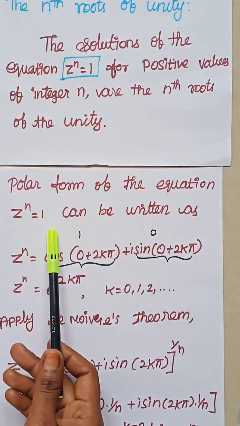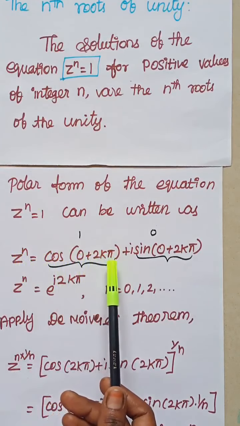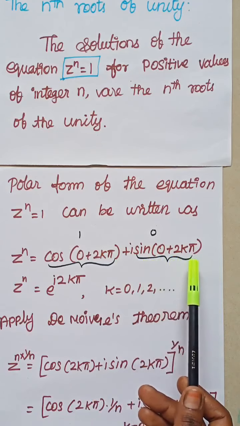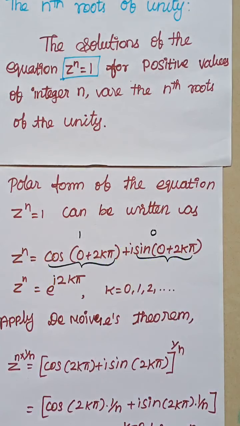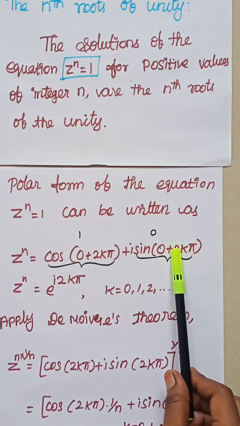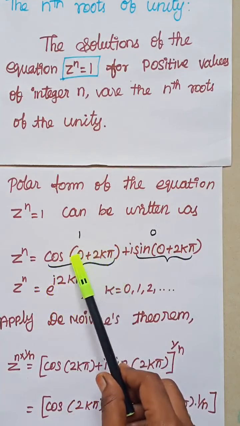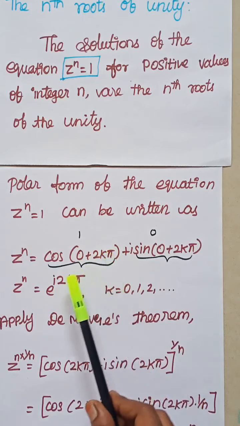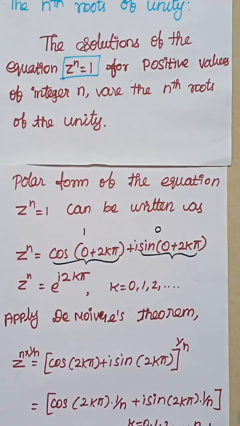So z power n equal to 1 can be written in the polar form as z power n equal to cos of 0 plus 2k pi plus i sin of 0 plus 2k pi. It can be written in the Euler's form. Euler's form is e power i theta equal to cos theta plus i sin theta. Theta here is 0 plus 2k pi, which is 2k pi. So e power i 2k pi, where k varies from 0, 1, and so on.